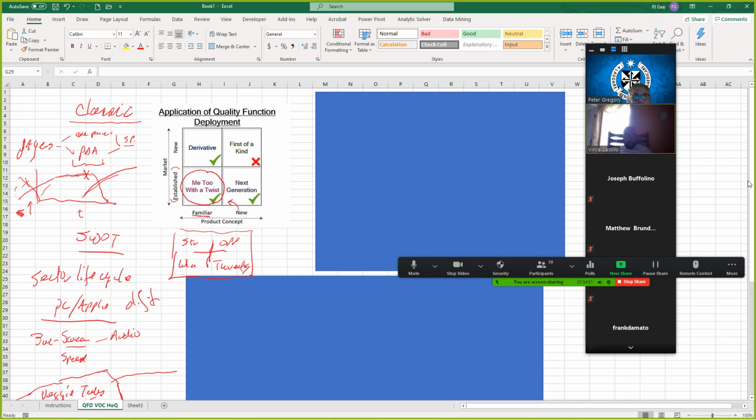Okay, so a new product, but in an established market. Now if we go up here, if we stick to the familiar product down here, right? This means up here, the new means we carry it to a new market. A very easy thing to understand here is globalization.